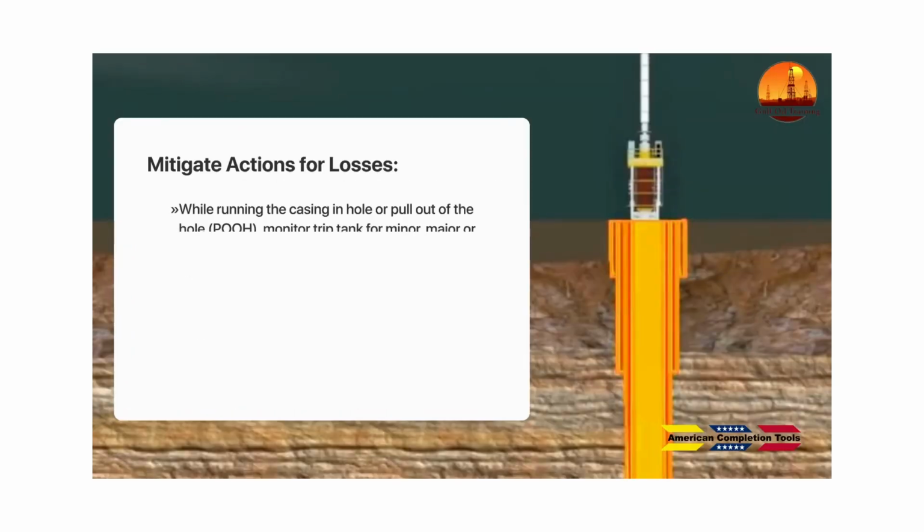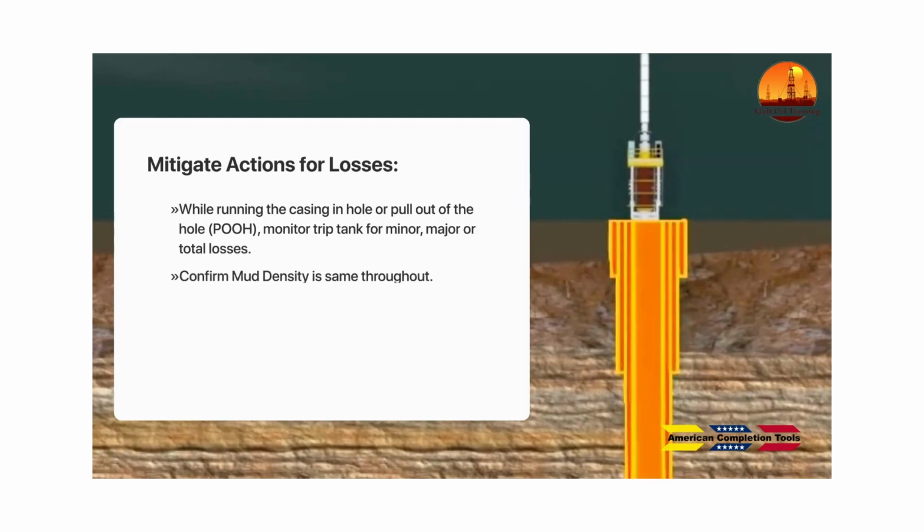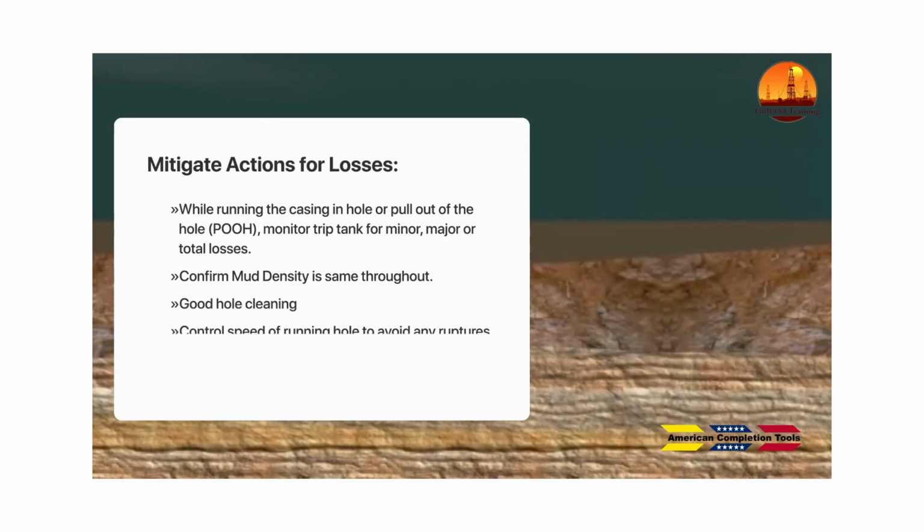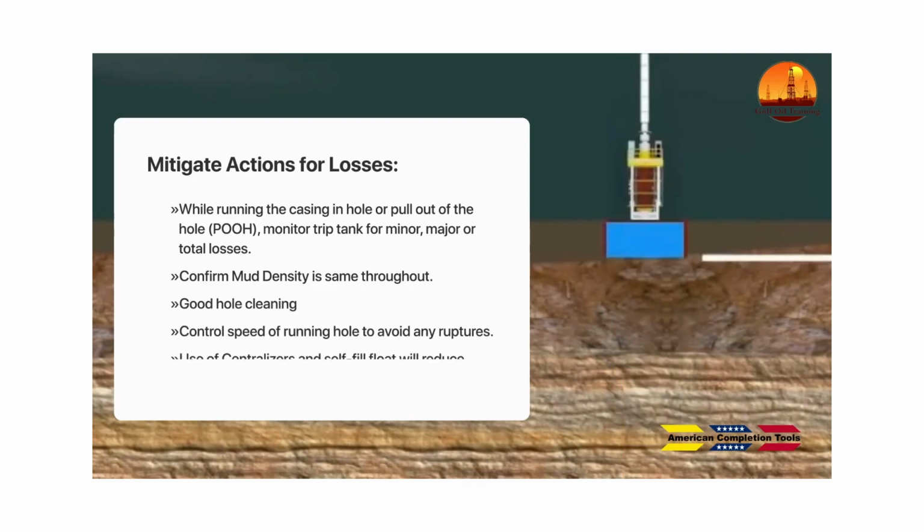Mitigate actions for losses. While running the casing in hole or pulling out of the hole, POOH, monitor the trip tank for minor, major or total losses. Confirm mud density is the same throughout. Ensure good hole cleaning. Control the speed of running in hole to avoid any ruptures. Use of centralizers and self-fill float will reduce surge pressures.